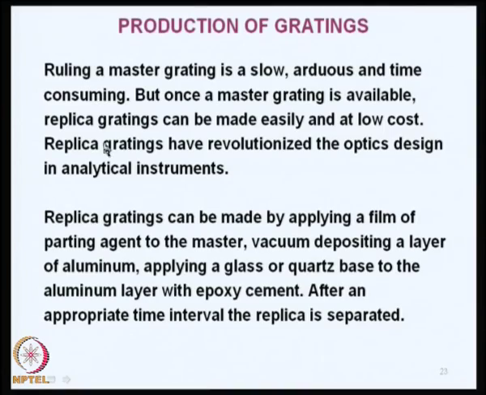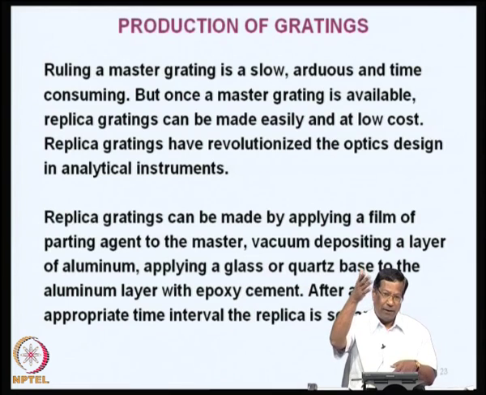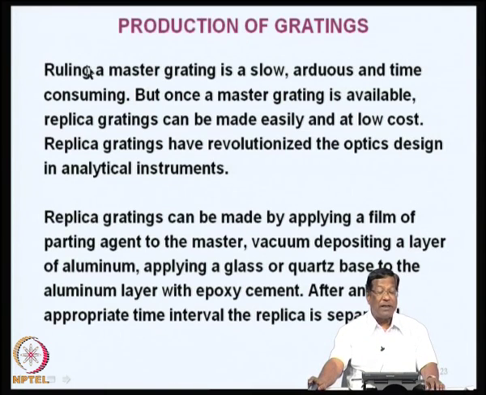So, how do you produce gratings? Master gratings are usually produced by ruling a master grating. You have to take a small slab of glass, and then you have to take a diamond tipped tool and keep on ruling the gratings with a machine. Ruling a master grating is very slow, arduous and time consuming, but once a master grating is available, replica gratings can be made easily and at low cost. These replica gratings have actually revolutionized the optics design in analytical instruments, because replica gratings are very cheap to produce.